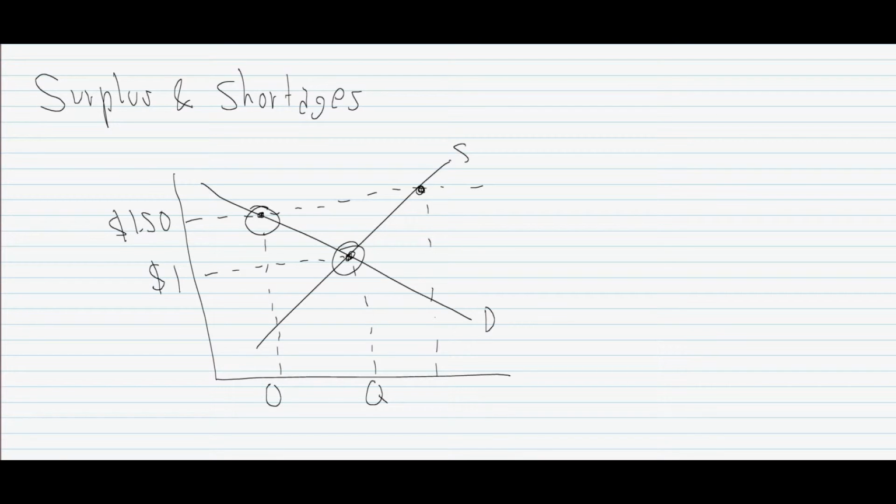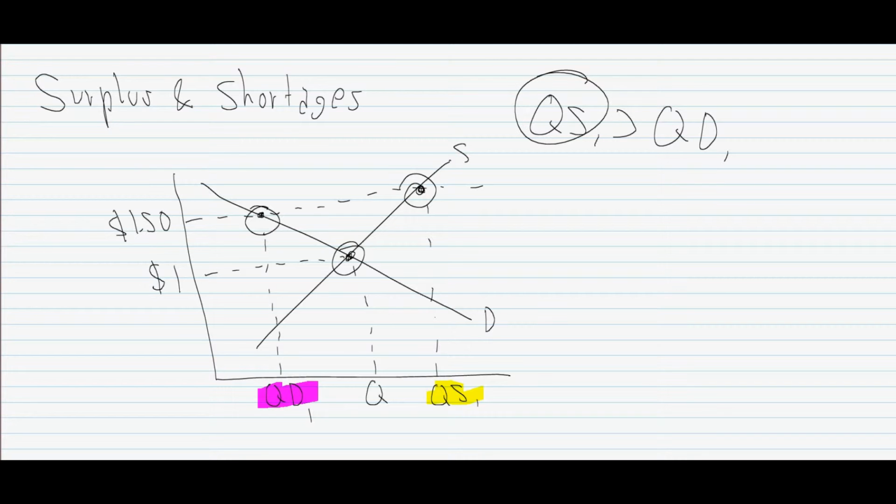Now, this point is where it hits the demand. So down here we're going to put quantity demanded 1. And here it hits the supply. We're going to go down and put quantity supplied 1. So look at that. The quantity supplied right here is a lot greater than the quantity demanded over here. So quantity supplied 1 is greater than quantity demanded 1. What does that mean? The company is supplying more than people actually want. So if they're making more than they want, what's that called? It's called a surplus.